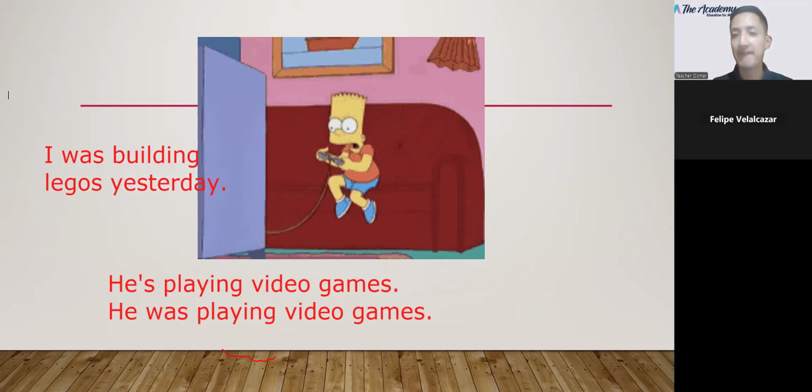Excellent. But Felipe, we want to put emphasis on the action. What I care about in this is the action. ¿Ok? Me interesa la acción. Resaltar que la acción la hacías en el pasado, pero de forma continua, repetidas veces, ¿ok? Ok. I was building Legos yesterday. Okay, let's check out the next one.